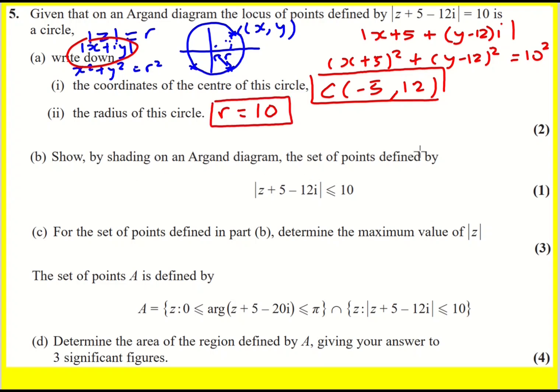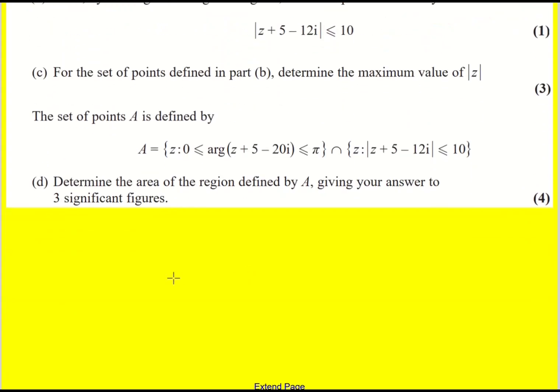Show by shading on an Argand diagram the set of points defined by this. So when it was equals, it gave us a circle. When it's less than or equal to, it's going to be everything inside the circle as well. And the center is minus 5, 12.